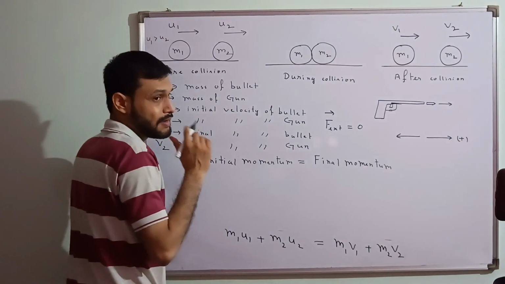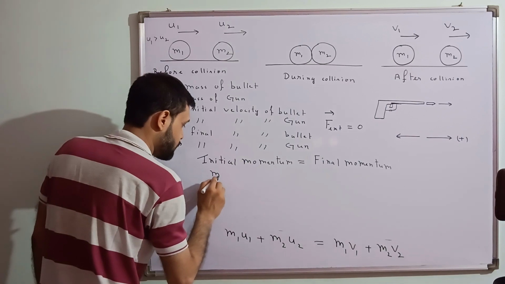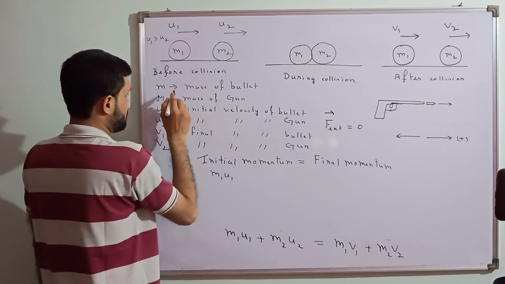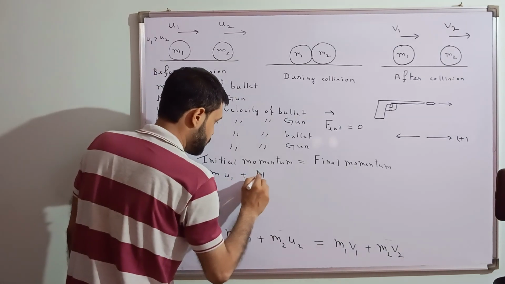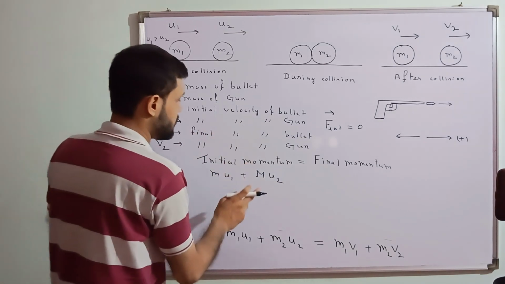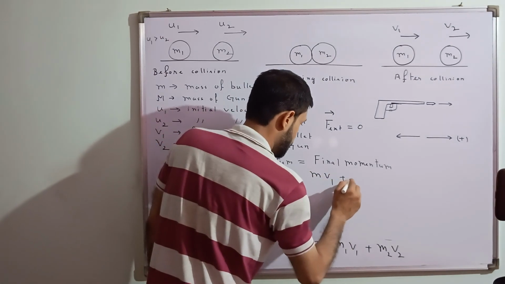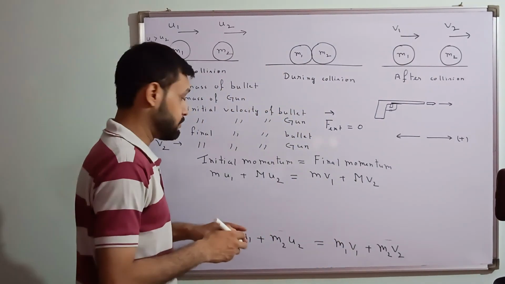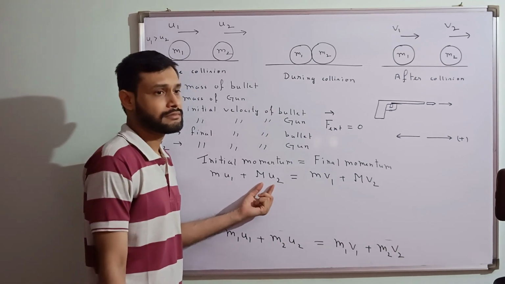So if I write it like this, initial momentum is the product of the mass and velocity of gun and bullet. Let's say I'm taking the mass as m and u1. This is m u1 plus m u2. U2 is the initial velocity of the gun. And finally I'm getting m v1 plus m v2. But now you see, initially the bullet is at rest and the gun is at rest. Nothing is happening, isn't it?